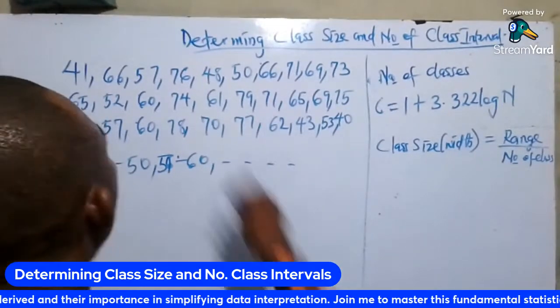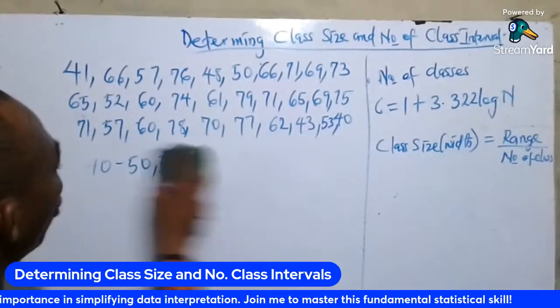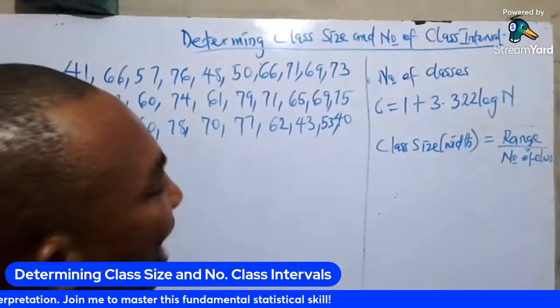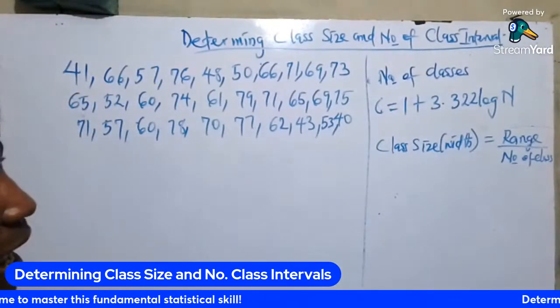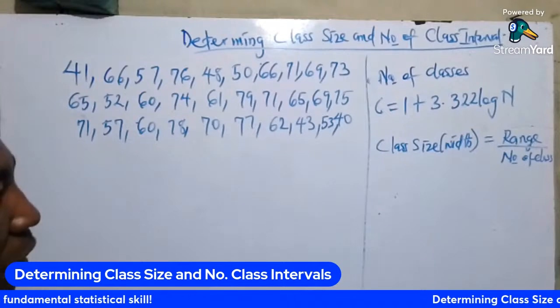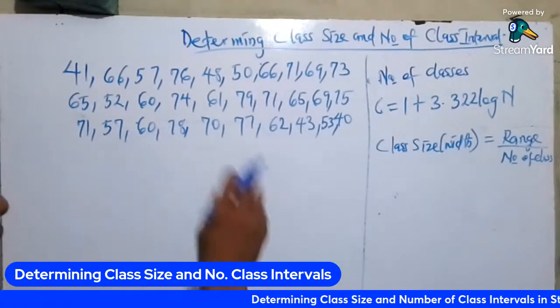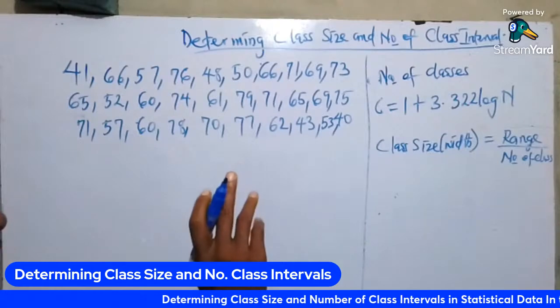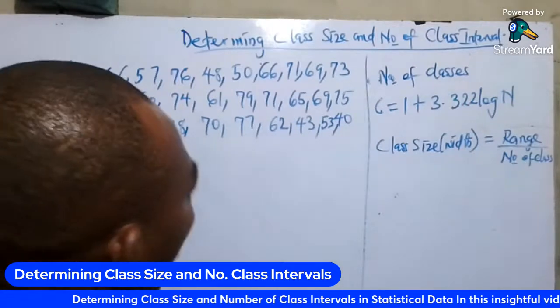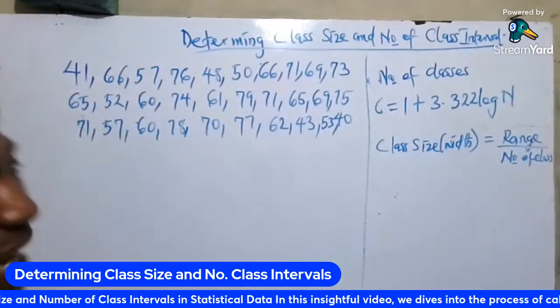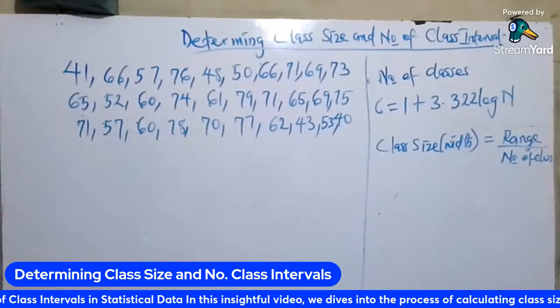But if perchance they did not do it, they just give you raw data. That means it is left for you as a student or as a researcher to determine your class size and the number of class intervals. Let's take this for instance. You have this data and somebody asks you to construct a frequency distribution, and that person did not give you the class interval.